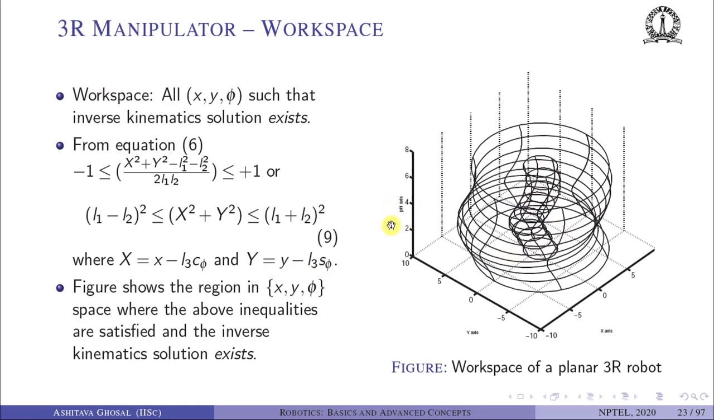Okay. So hence, only points which are lying between these big circles and small circles, x, y and phi, along the vertical direction, you can only find cosine inverse of that number. Okay, so this is called the workspace of the planar robot. So all x, y and phi which is inside this region, which is shown here, I can solve the inverse kinematics.